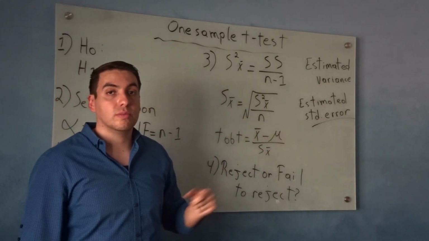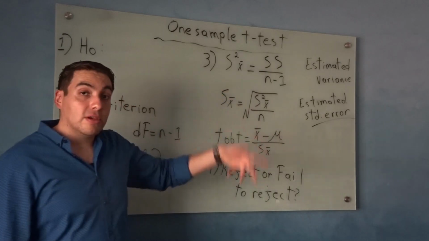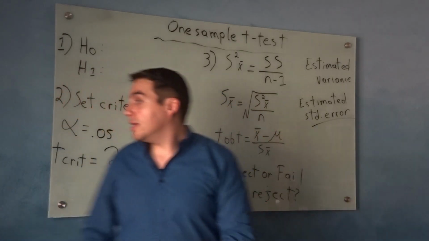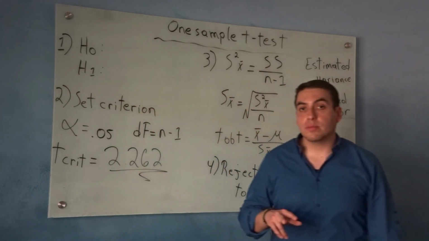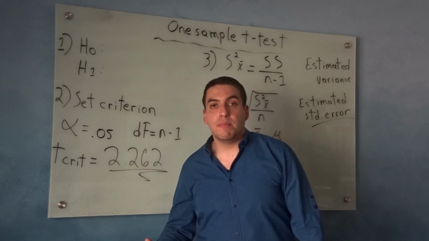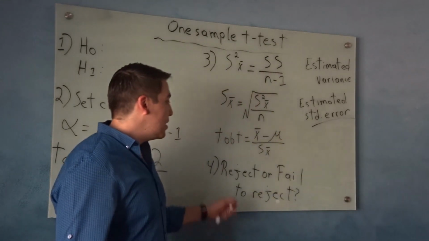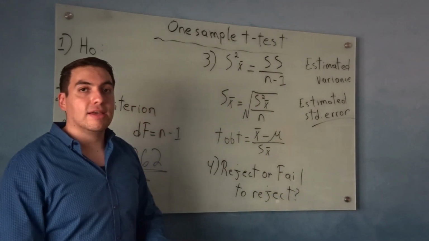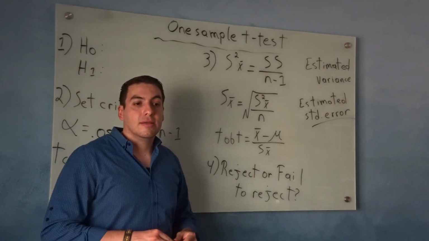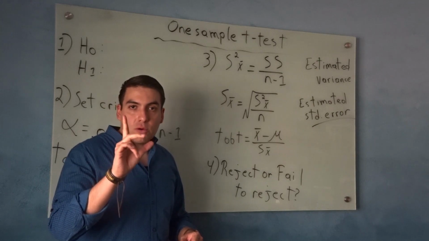If on the other hand, I get a T obtained value that is lower than T critical, then I'm gonna fail to reject the null hypothesis and conclude that meditation does not affect IQ. That's it. One thing though, one last thing.